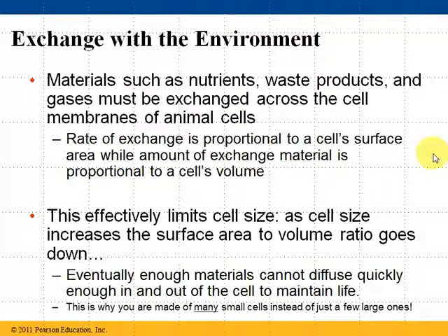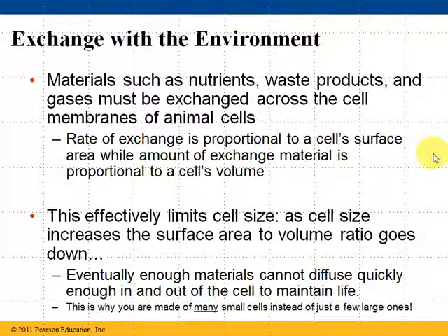And eventually that becomes problematic because there's so much material inside the cell that requires such an amount of exchange that the outer surface area is not large enough to take care of that. So eventually enough materials cannot diffuse quickly enough in and out of the cell to maintain life. And this is why a blue whale or a human body is made up of many small cells instead of just a few large cells. If, let's say, a human body was made up of 10 cells, well, the proportion of the interior of the cell to the cell surface, the ratio, would be so low that you could not get enough material in and out of the cell quickly enough to allow it to survive.